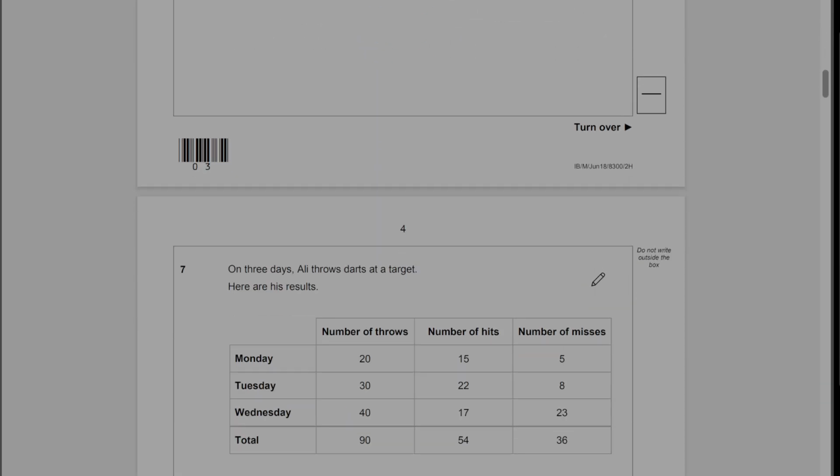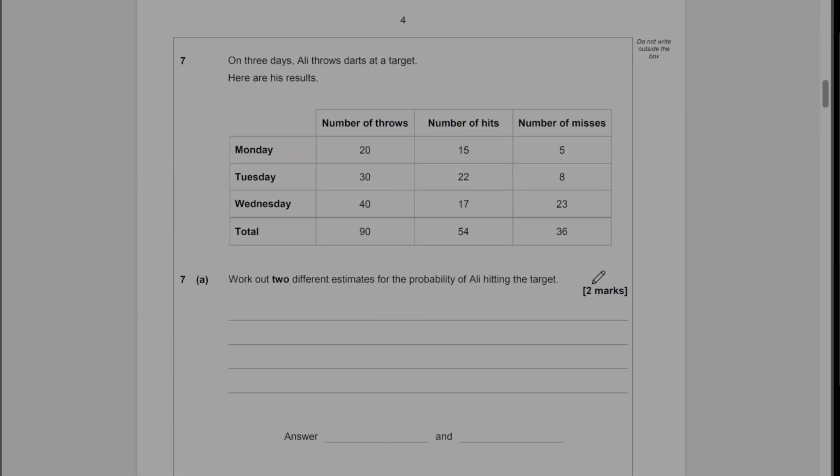Okay, question seven. On 3 days, Ali throws darts at a target. Here are his results. Work out the two different estimates for the probability of Ali hitting the target. So I would take this one as my most accurate because we've done the experiment the most times. So 54 out of 90. It doesn't say simplify it, but I will simplify it in a moment. The next one I'm going to use is the next most accurate, the next one that's been done the most times, so 17 out of 40.